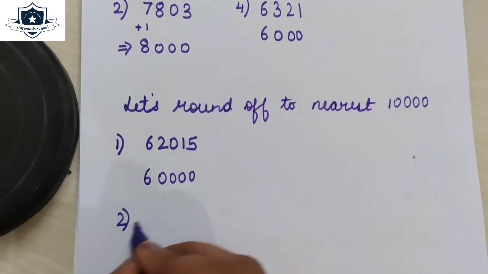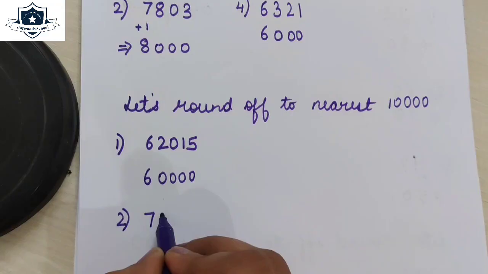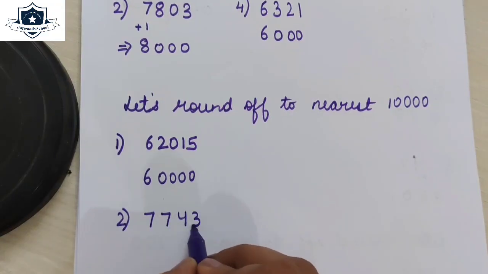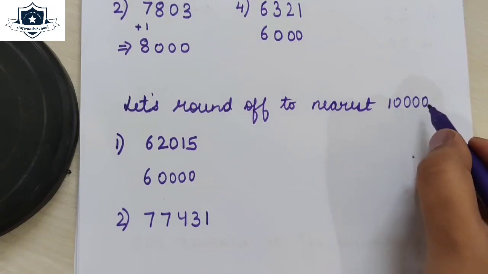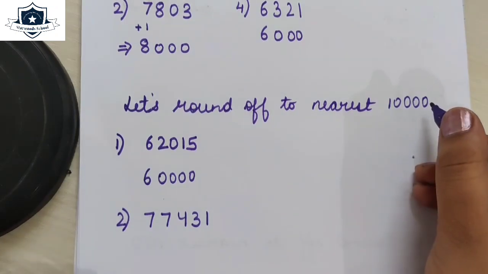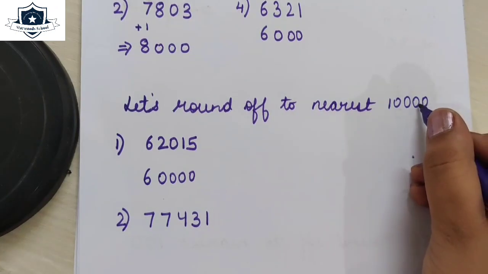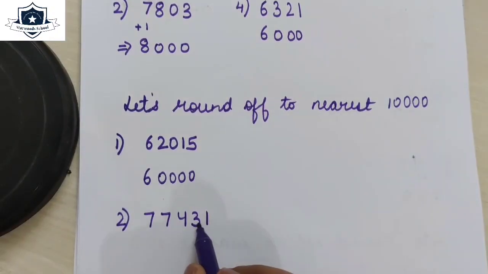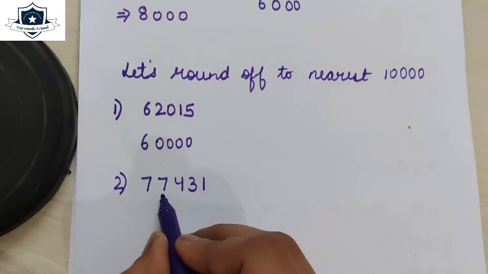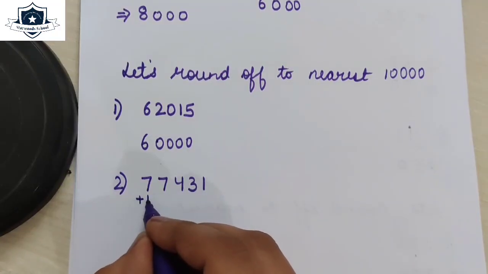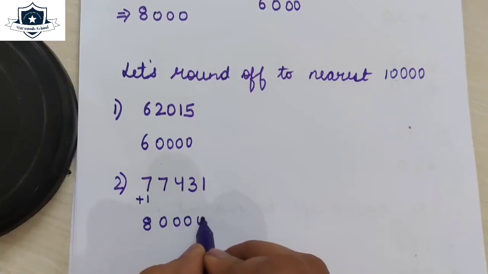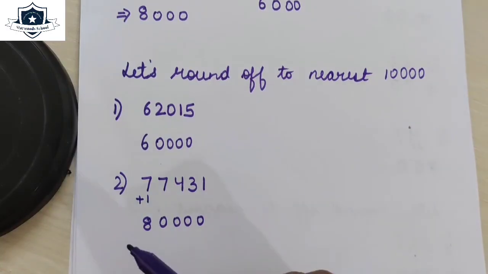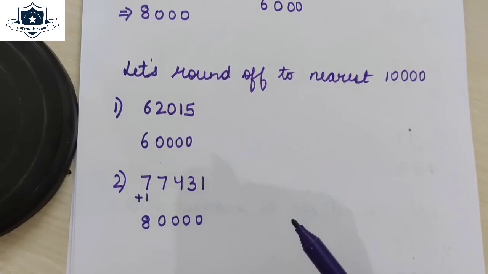Now take up another example, 7743. Now I'm adding one more number, so this becomes 77,431. 4 zeros. The fourth point is in the bigger bracket. So when this is in the bigger bracket, we add 1 to the previous number. This will become 8 and everything else will become 0. So this is how rounding off to the nearest 10,000 will happen.